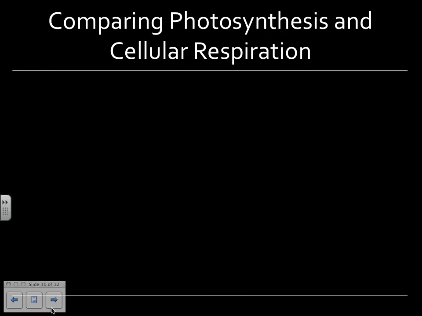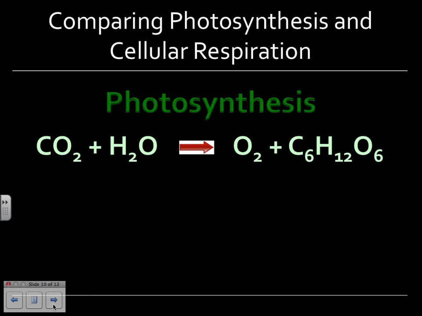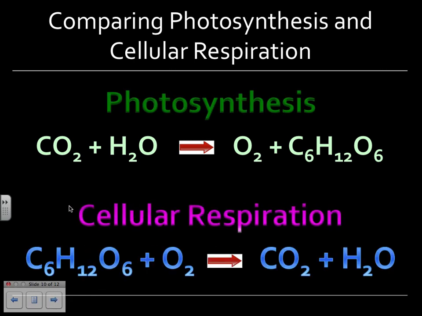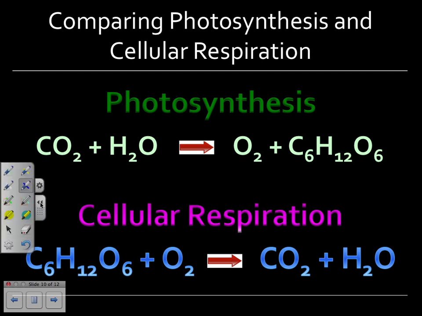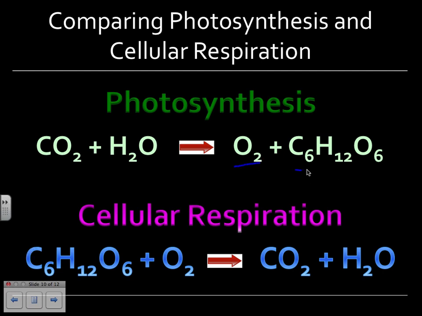If we were to compare photosynthesis and cellular respiration, this is what we would see. The products of photosynthesis, oxygen and glucose, are the starting molecules for cellular respiration. The starting molecules for photosynthesis are the products of cellular respiration. So they're opposite. What plants need to do photosynthesis, animals give off. And what animals need, plants give off.